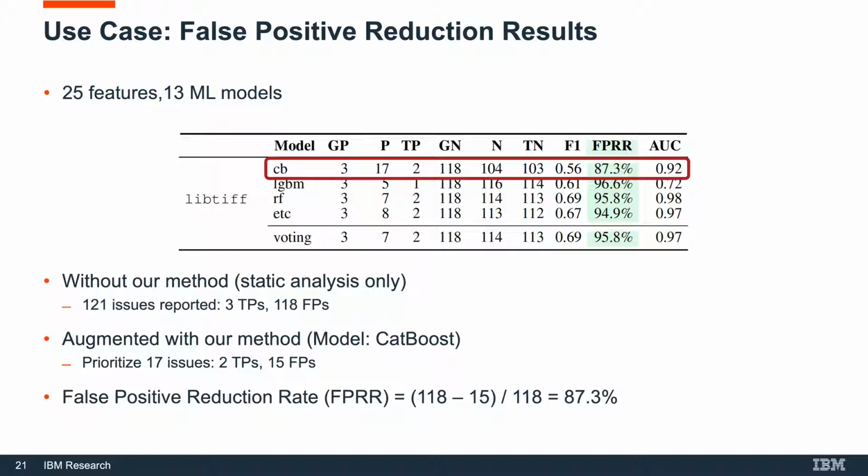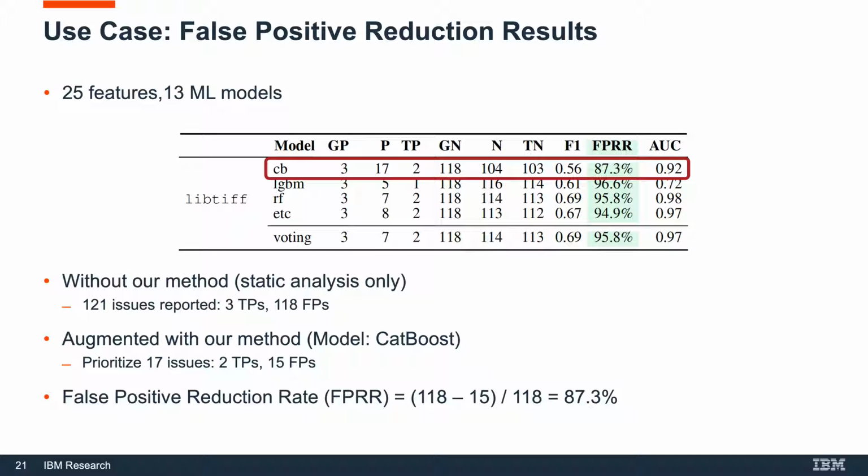After several rounds of feature engineering, we came up with 25 features, and in total we tried 13 models. This table shows the performance of the 5 best models on libTIFF. Please refer to our paper for more details and the full results.